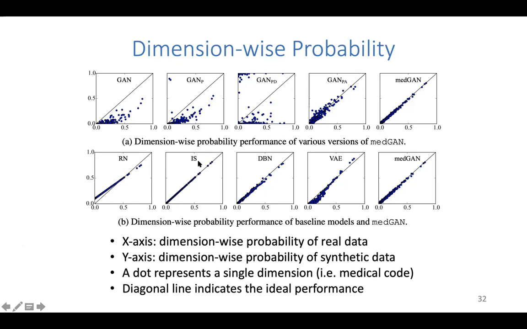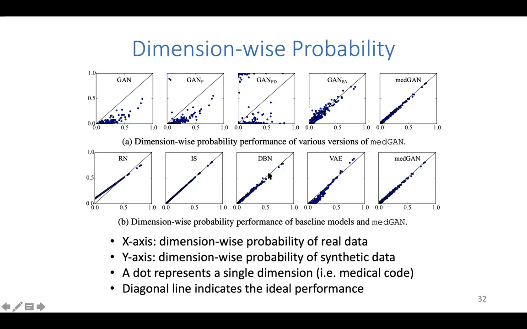So this evaluation scheme doesn't really care about the underlying relationship between a set of feature vectors, I mean, a set of columns. It just cares about per-column statistics. So that is why independent sampling is perfectly lying on the diagonal line.